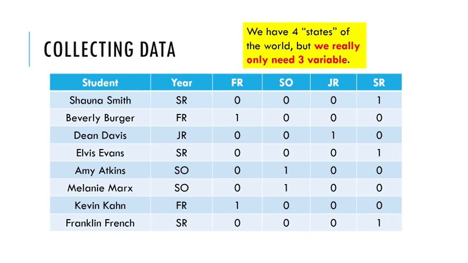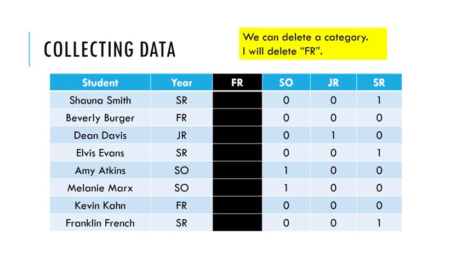But here's the thing. And this is what I was hinting at a moment ago when I said, hey, those of you that know econometrics know where I'm going here, and you're probably saying, Dr. Marks, why 4 categories? We have 4 states of the world, freshman, sophomore, junior, senior, but we really only need 3 variables to capture this. It does not take 4 variables to capture this, and let me show you why.